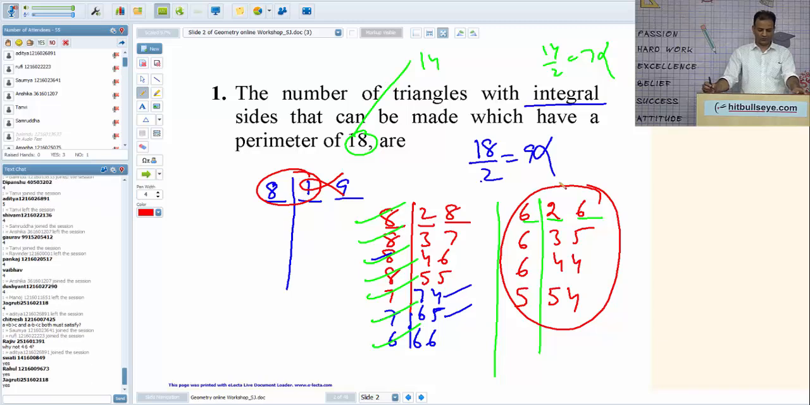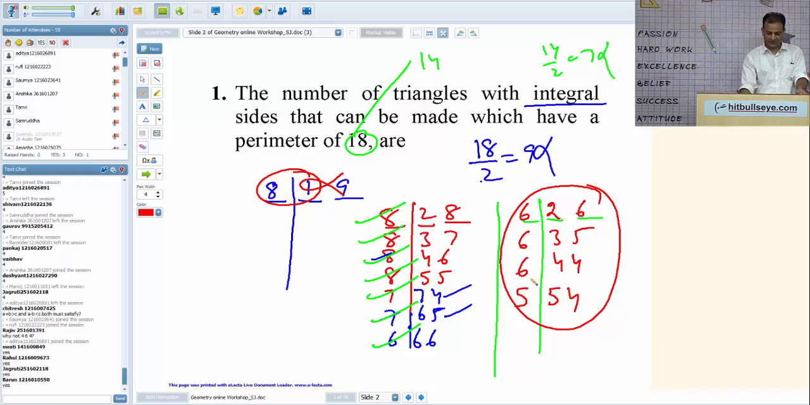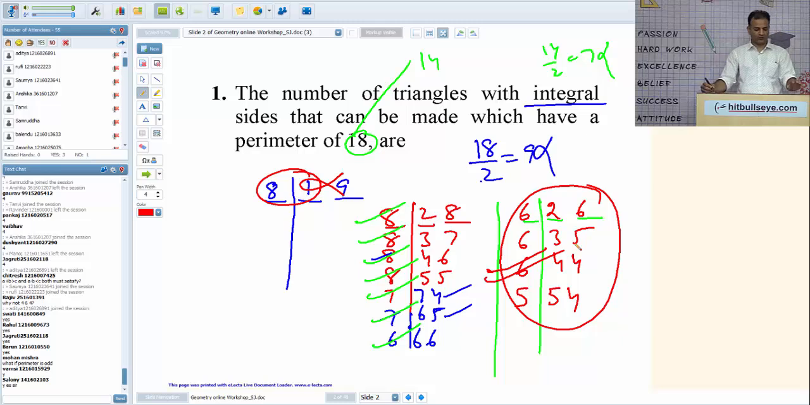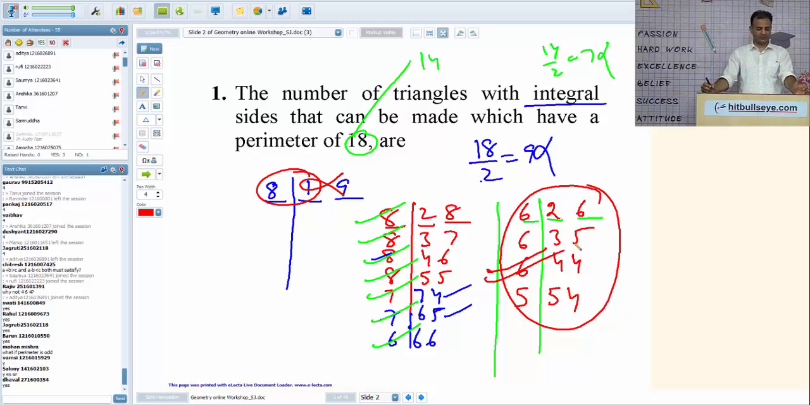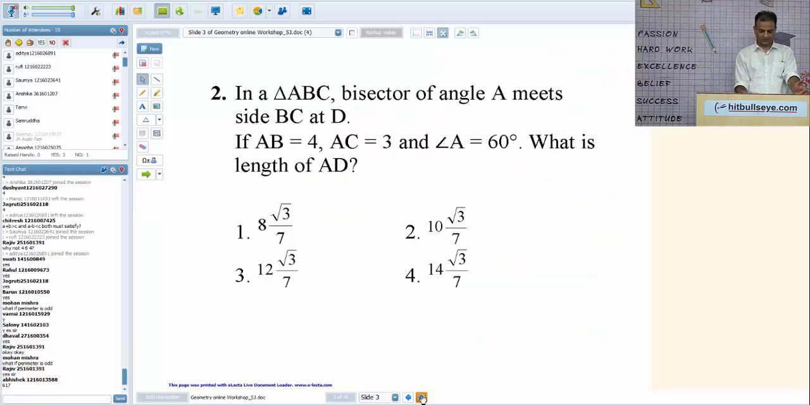Rajiv, why not 464? 464 we have already written. Rajiv, you can see here 644 or 464, one and the same thing. Okay, Rajiv. Now see the next question.